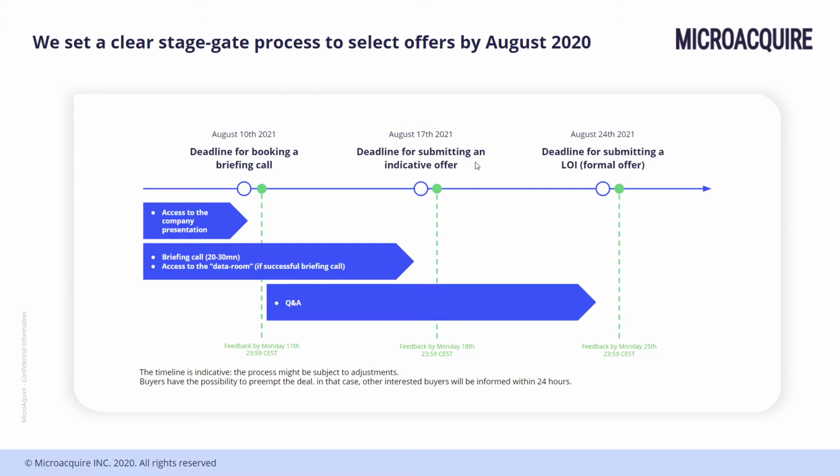Deadline for submitting an indicative offer. That basically means a verbal offer. And then a deadline for submitting a formal letter of intent. Now, you could space these out. This is pretty aggressive. This is like a 2-week timeline. So maybe you have like July, August, September, just so you can really get to know buyers and you can show your progress over time.